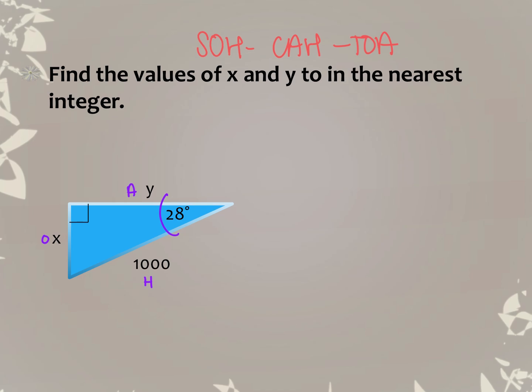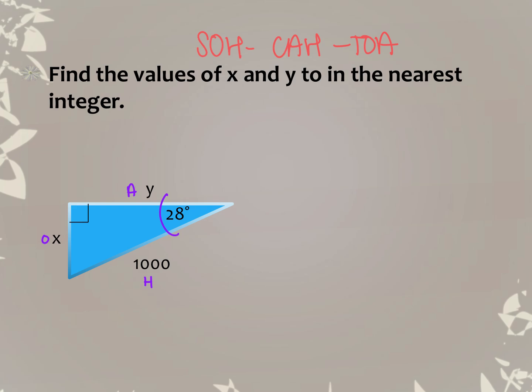Which one am I going to use? Am I going to use sine, cosine, or tangent? Looking at it, thinking about it, which one am I going to use? Sine, cosine, or tangent? So this is when all of them come into play. How are we going to use them? Which one am I going to use?